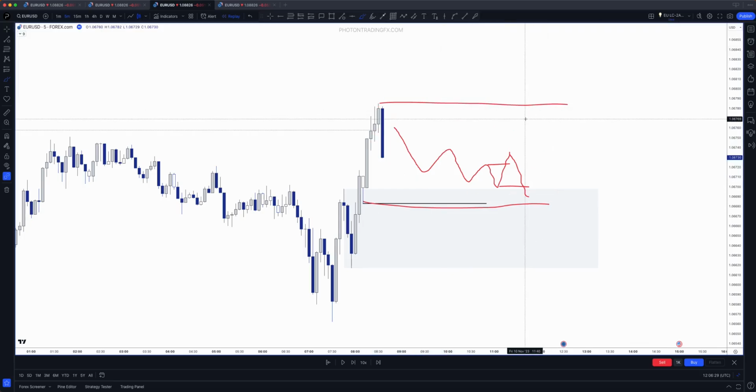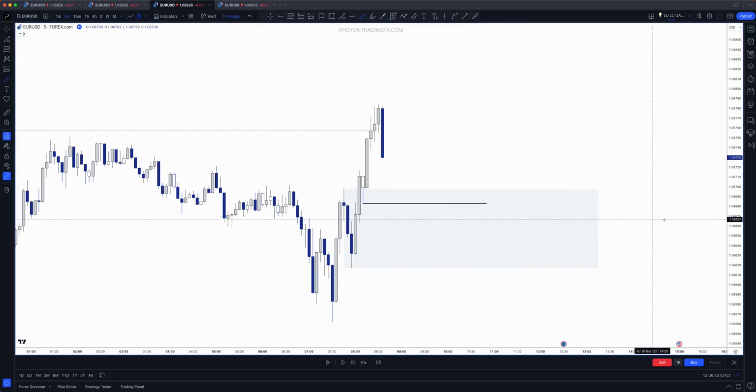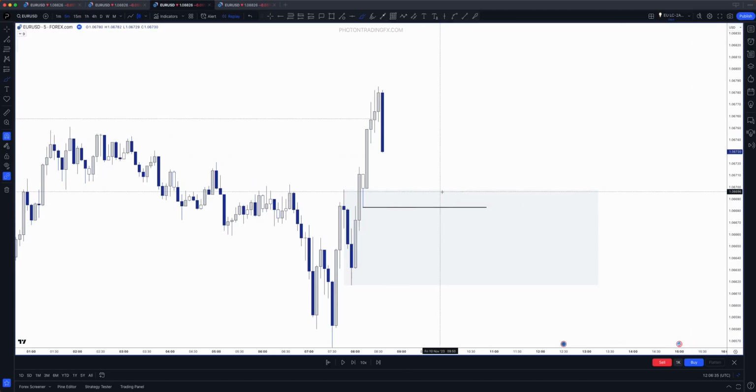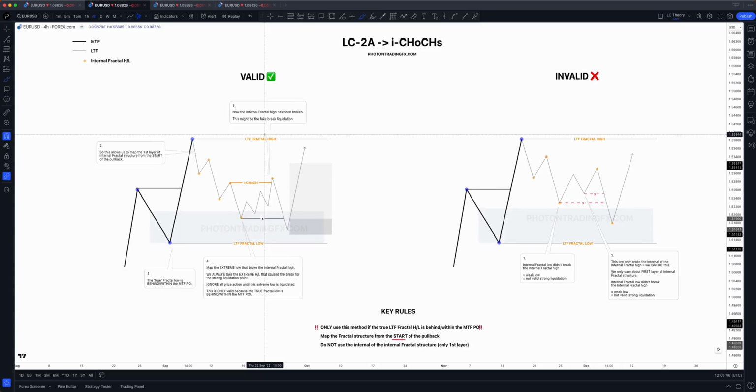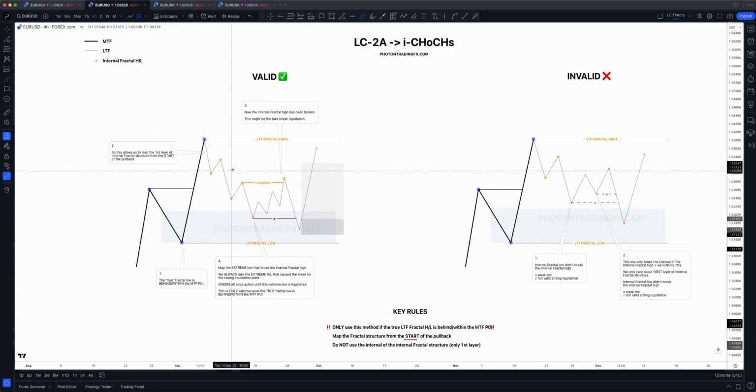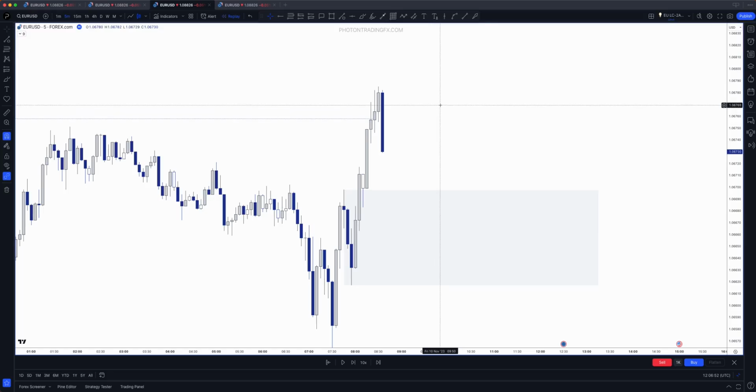That is why we use internal fractal structure only in these scenarios, because otherwise you're going to have to sit on your hands. So I'm happy to use internal fractal structure only when the true low is within or behind the POI. So that's step one. This is why I'm even beginning to think about using the internal structure. Because the low is down here, I'm going to map the first layer of internal structure in the pullback. So let's see what happens.